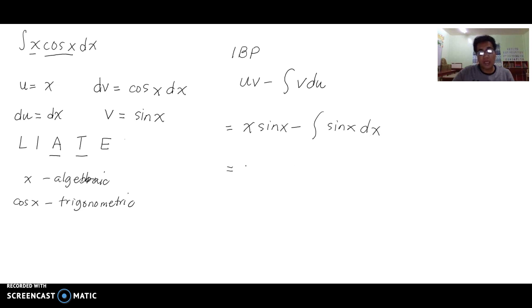Okay, the next step is simplifying. We don't need to do anything with x sine x. It's already simplified. What is our problem is the integral of sine x. The integral of sine x is simple. It's negative cosine x, and we should add plus c because this is an indefinite integral. And finally, simplifying this one, we write x sine x plus, since this is minus negative, this is plus cosine x and then plus c. And that is our final answer.